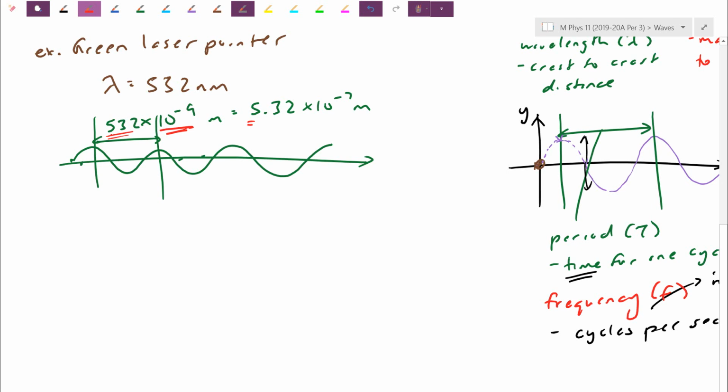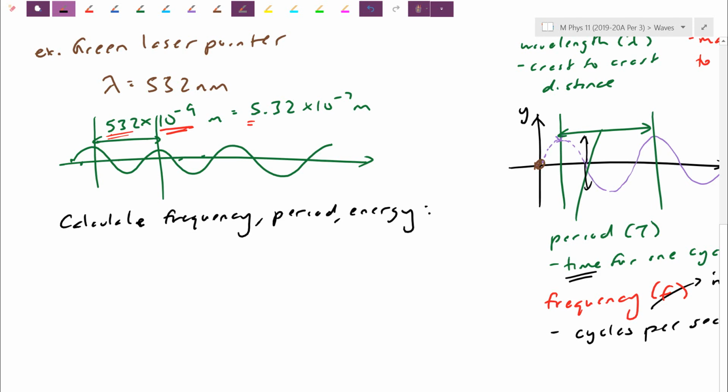So it's totally okay for you to type it in as 532e negative 9 or in proper scientific notation. What I want you to do in this question is see if you can calculate. We're given the wavelength. I want you to calculate the frequency, calculate the period, and calculate the energy of this photon. So what is this energy as represented by this zigzagging back and forth?